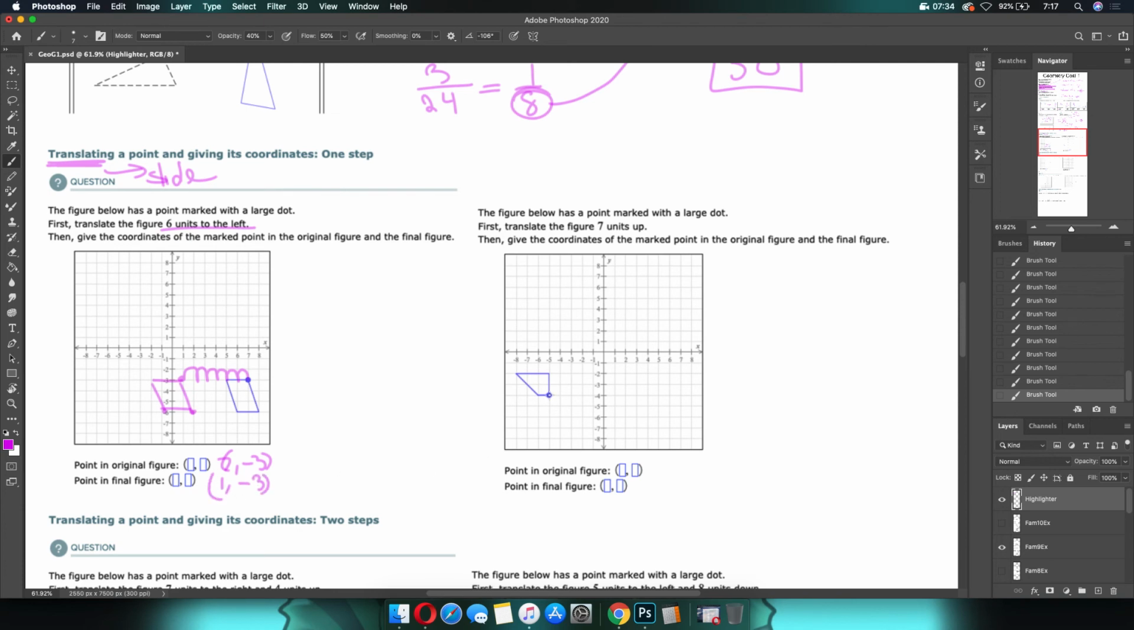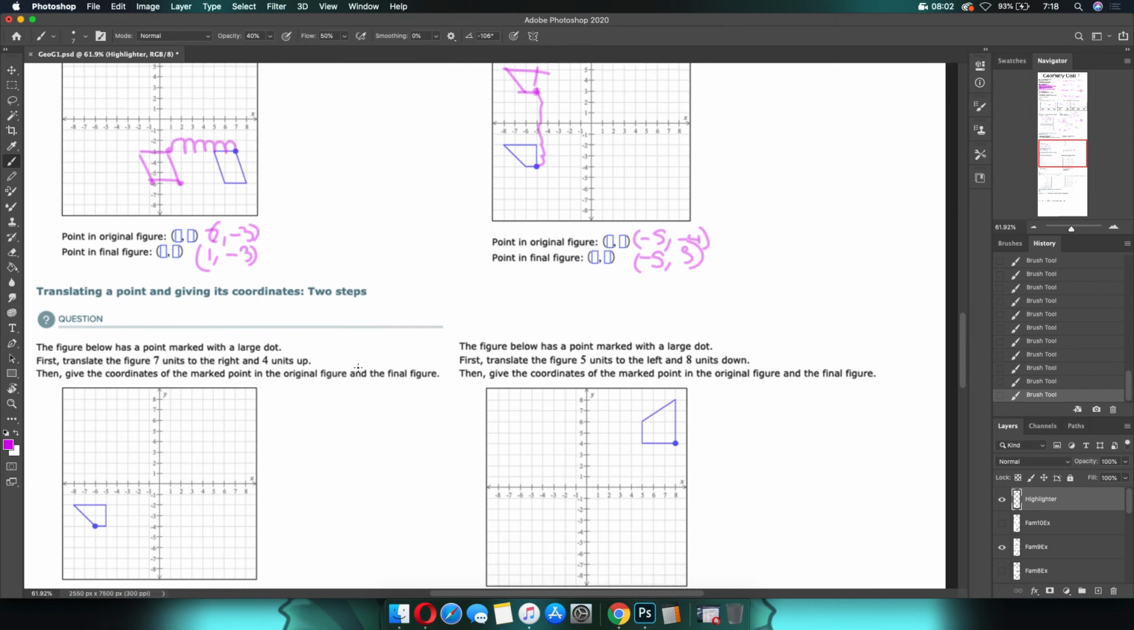So we're taking this and we're translating it up 7 units. The original point is negative 5, negative 4. And then once we stop, let's see here. If we're going up, so it's still at negative 5, and if we went up 7, we stop at 3. So this topic, pretty straightforward.